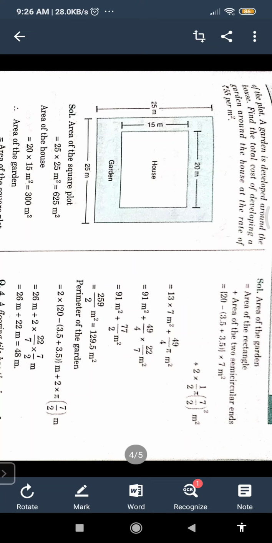7 7s are 49 will be cut, 2 2s are 4, and 11 2s are 22. 11 7s are 77. So 91 plus 77 upon 2.